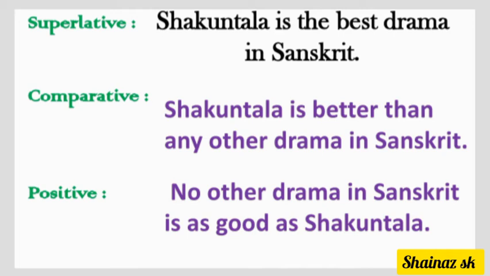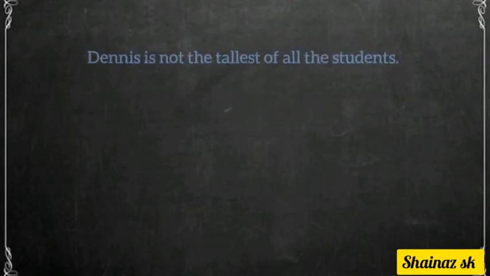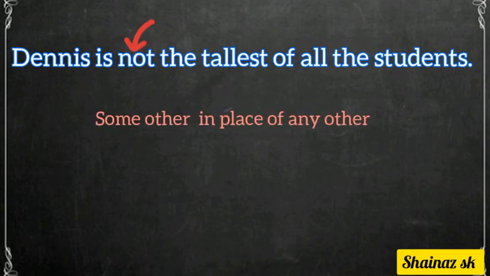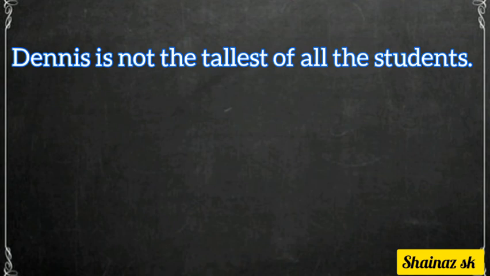Let us take one more sentence. Dennis is not the tallest of all students. See, the sentence contains a superlative degree, but we have the negative word. So whenever you find such type of negative word, we will use some other in place of any other. Okay. So it's the same procedure we will follow, and we will change this superlative degree into comparative degree.